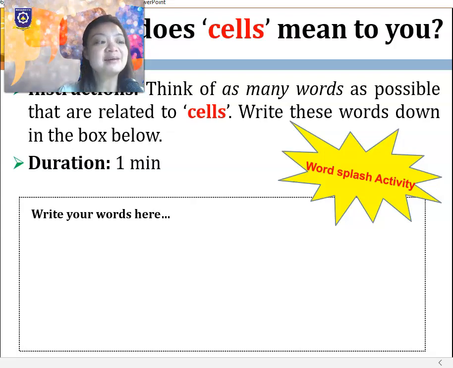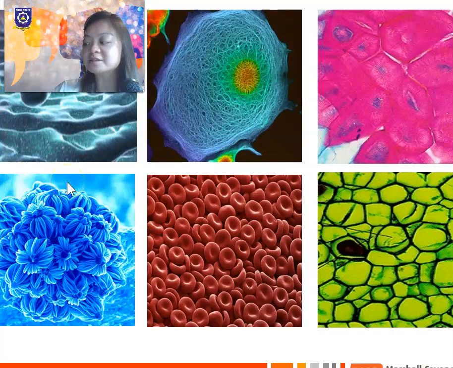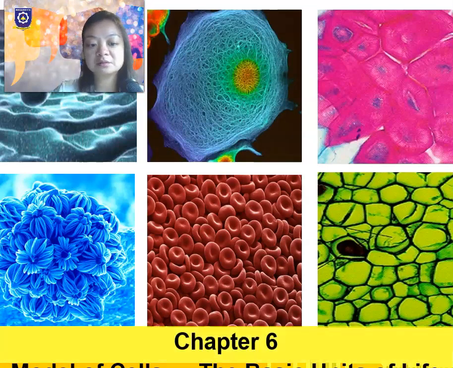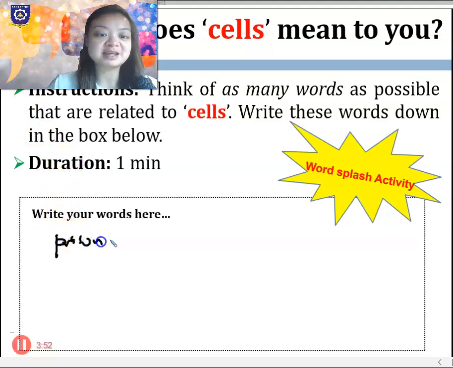Okay, so welcome back. Let's have a simple word splash activity. When you think of the word cells, what do you actually think about? Now, when Miss Lee thinks of the word cells, the first few things that I will basically think about would be prison cells. Alright, so I'll think of prison cells. Okay, so what would you have thought about? Let's hear some of your responses. Now, when Miss Lee thinks of the word cells, I will basically think of a prison cell.